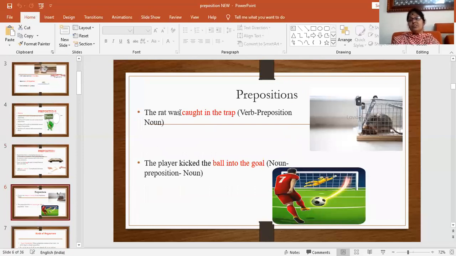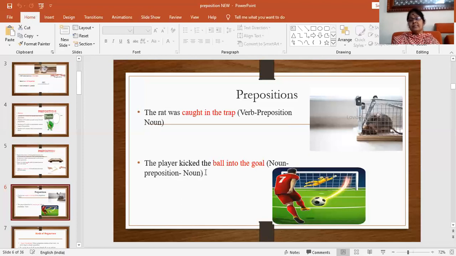The rat was caught in the trap. What was caught? Rat. So are we talking about what happened to the rat? It was caught, right? We are emphasizing on the verb. So caught is verb, in is preposition, and trap is noun. So it is verb, preposition, and noun.